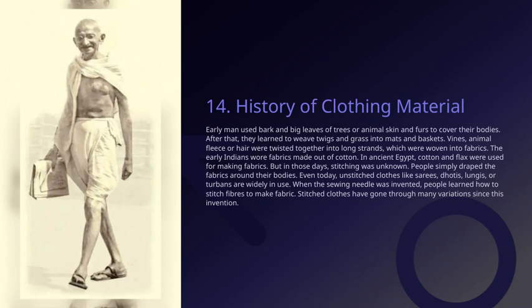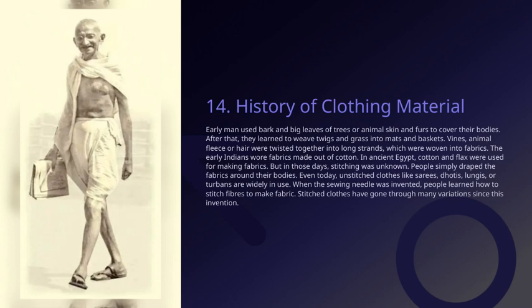For example, the early Indians used cotton to make their fabrics, which highlights the significance of cotton in clothing history. In ancient Egypt, both cotton and flax were popular for making textiles, demonstrating early advances in fiber use. Interestingly, in those days, sewing as we know it today was not yet invented. People simply draped the fabrics around their bodies. Think of how saris, dhotis, lungis, or turbans are still worn today without stitching. It's a testament to how traditional clothing often evolved from simple draping.